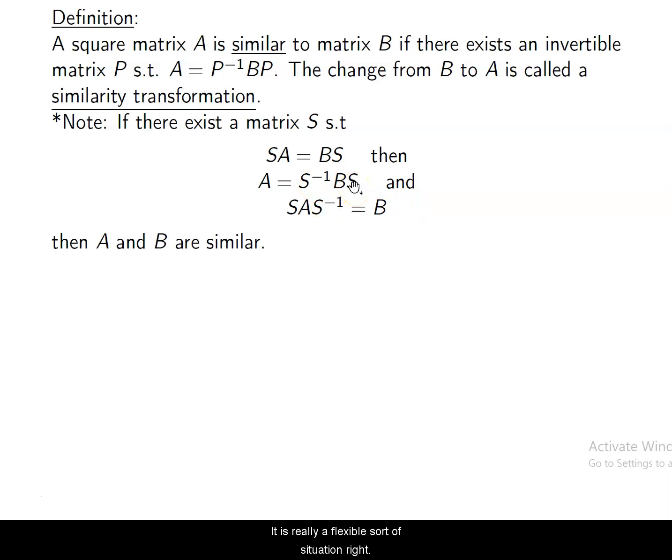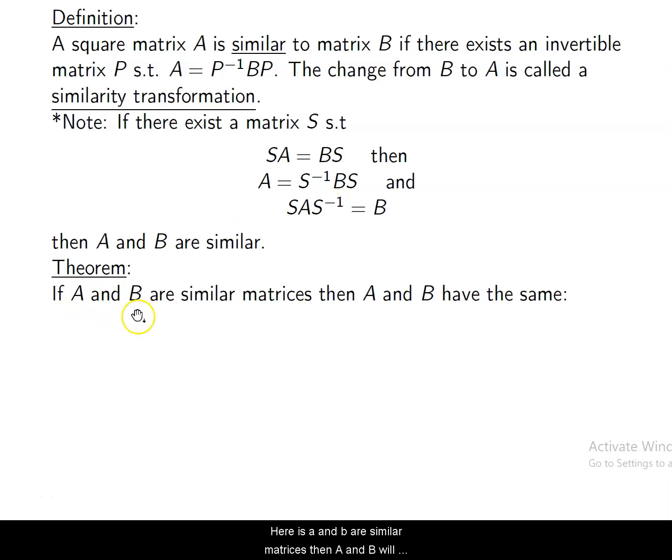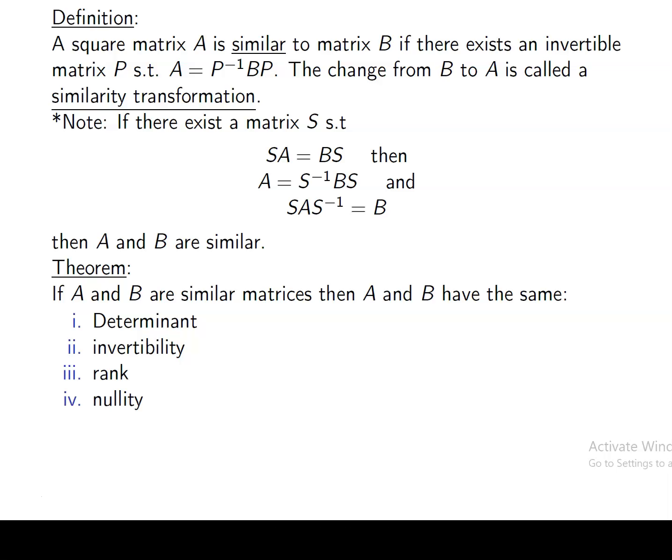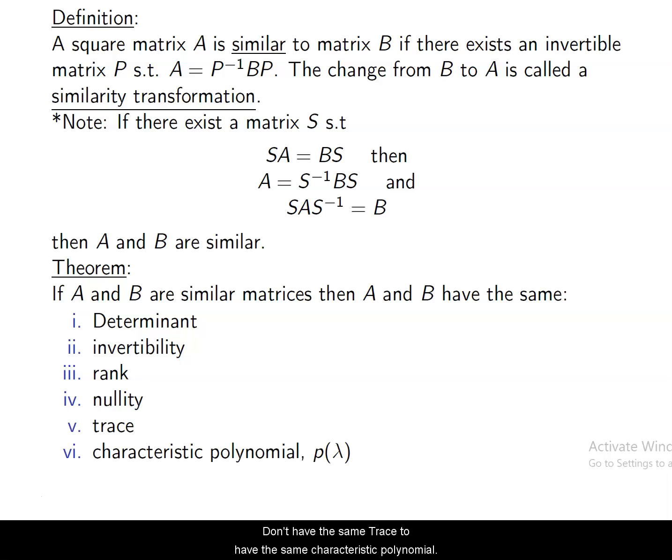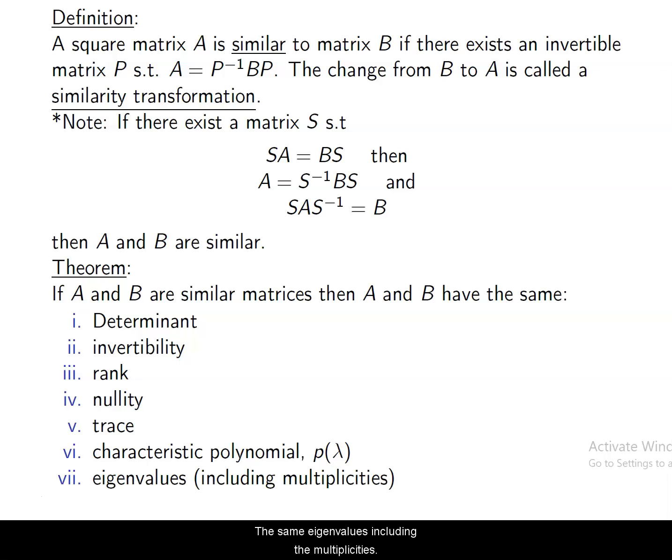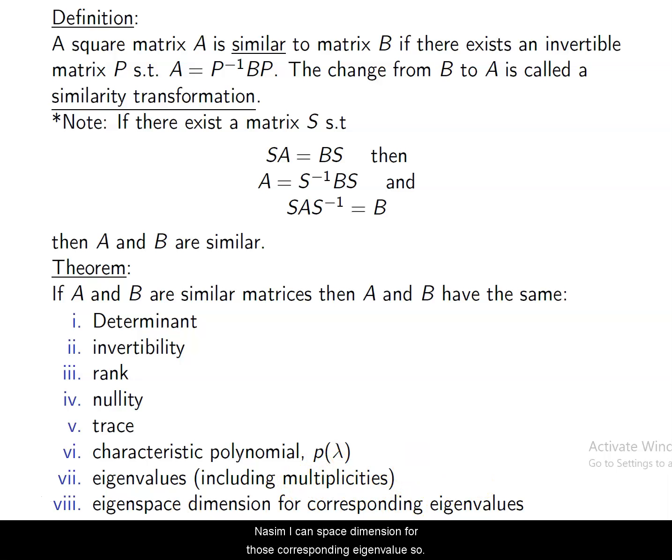So here, if A and B are similar matrices, then A and B will have the same determinant. Invertibility, so if one's invertible, then the other one is invertible as well. Their rank will be the same. Their nullity will be the same. They'll have the same trace. They'll have the same characteristic polynomial, the same eigenvalues, including the multiplicities, and the same eigenspace dimension for those corresponding eigenvalues. So in essence, A and B are basically the same. They're not the same though, but they are similar.